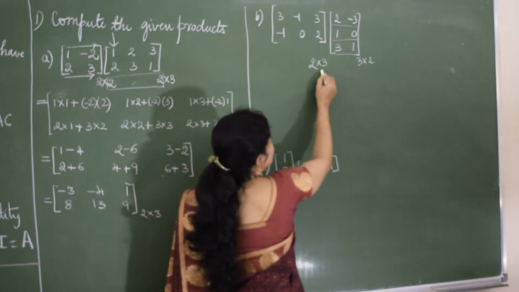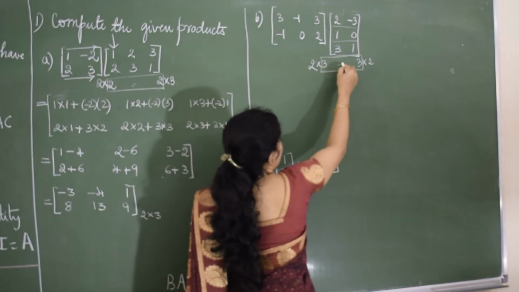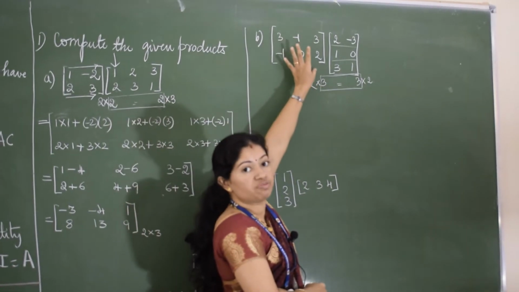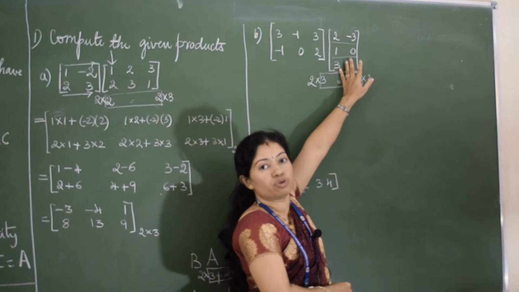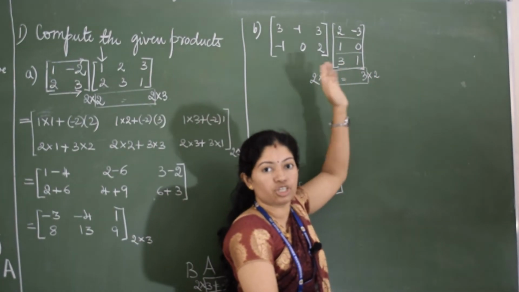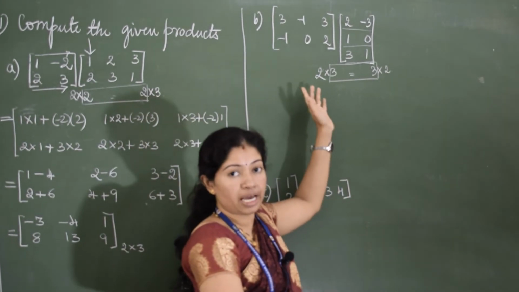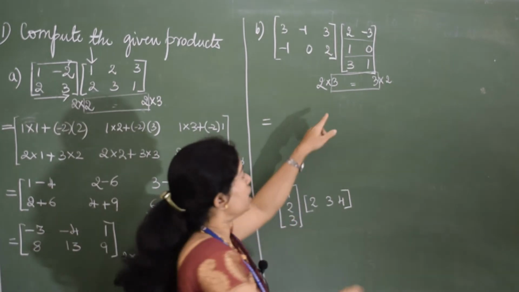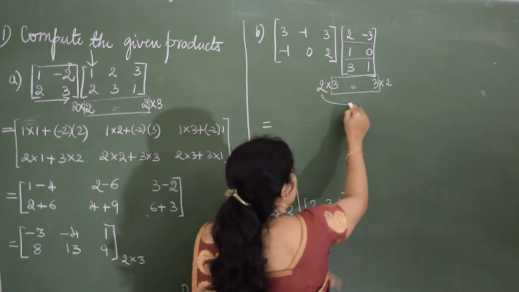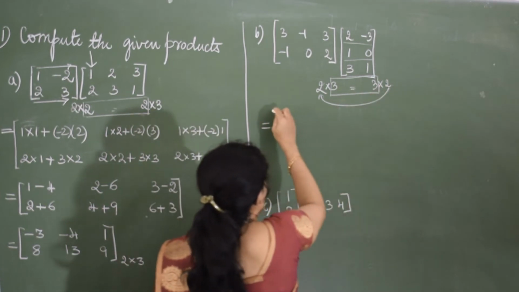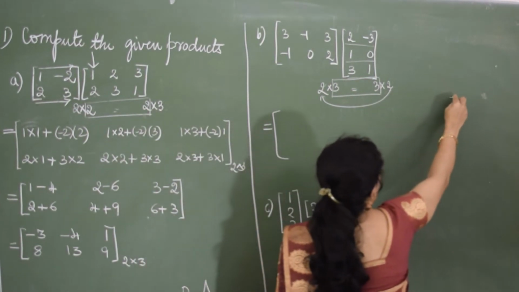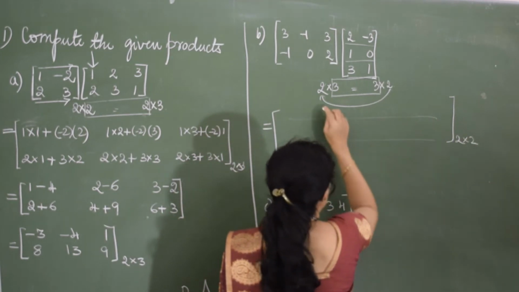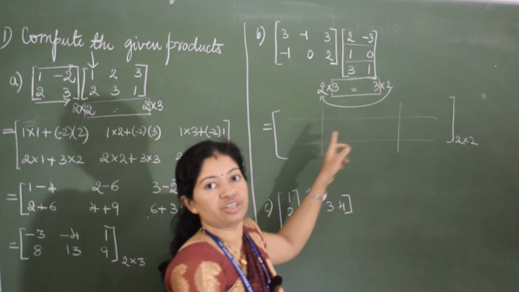Whether the condition is satisfied here? Yes, you are having 3 on both the sides. So number of columns of first one is same as number of rows of the second one. So multiplication is possible. So let us multiply. So when you multiply, what is the order of the resultant product matrix? It is of order 2 cross 2, the 2 extreme numbers. So 2 cross 2 means it is having 2 rows and 2 columns. So we have to find them now. These entries we need to find.